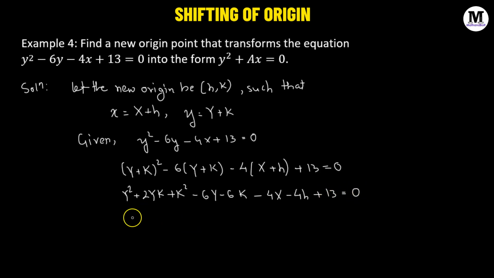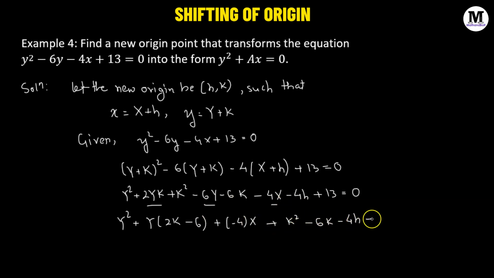Fine. Now we're going to rewrite this equation. So we have y squared plus, we're going to take y as the common factor. Here we have 2k, then from negative 6y, we have negative 6 as the common factor. Plus, I'll take negative 4x. And then we're going to combine all the constant terms. So that's going to be k squared minus 6k minus 4h plus 13 equals 0. Now this is the transformed equation.